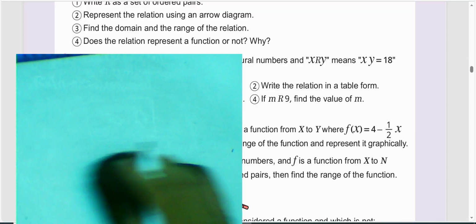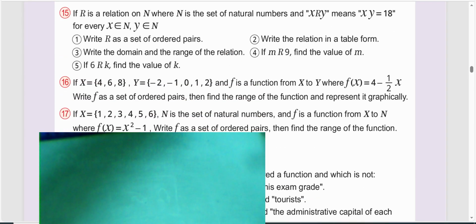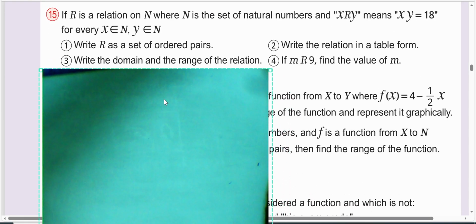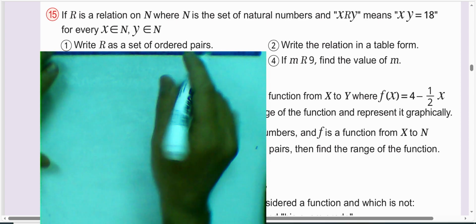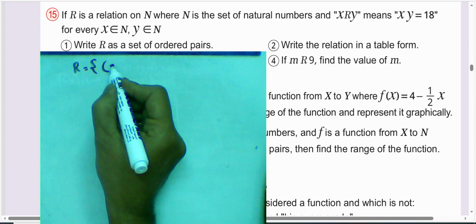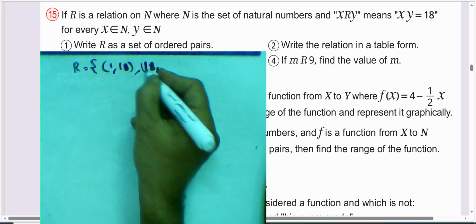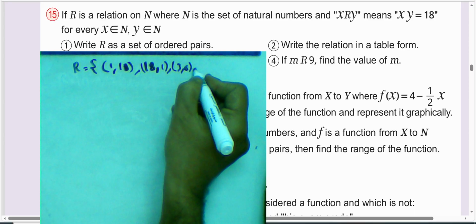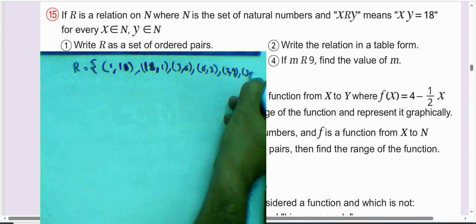Next question, number 15. We have a relation here also: x times y equals 18, when x and y belong to the natural numbers. Okay, we can find the relation here: 1 times 18 and 18 times 1, 3 times 6 and 6 times 3, 2 times 9 and 9 times 2.